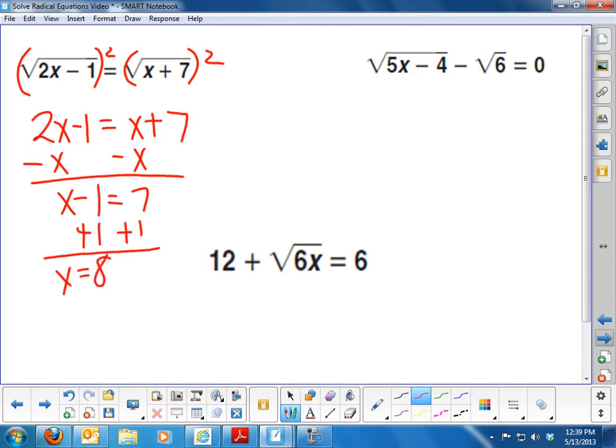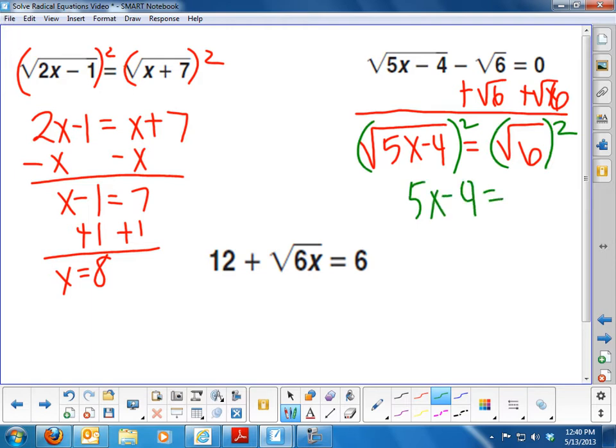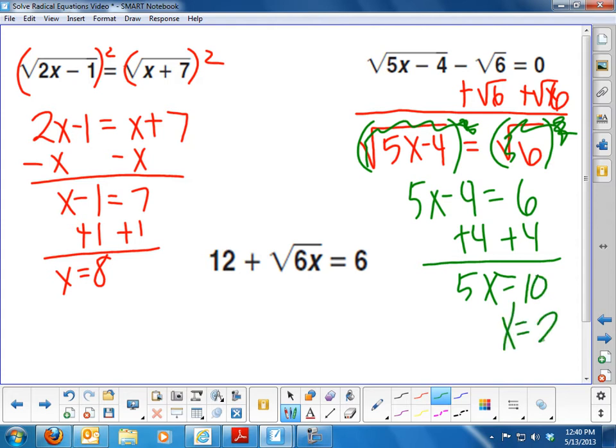Next one. What should I do first? I have 2 square roots that are on the same side of the equal sign. So first thing, I'm going to move the other square root over so that I can work this problem just like I did the last one, okay? That should have been a 6 right there, not an x. Okay, so that's a 6. Now I'm going to square each side here. So I get 5x minus 4 is equal to 6, because the square and the square root are canceling each other. Add 4. I get 5x equals 10. So x is equal to 2.